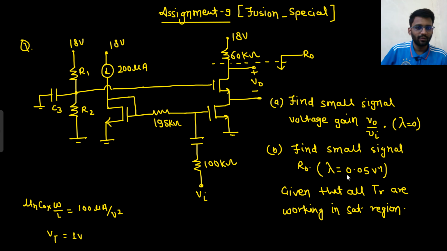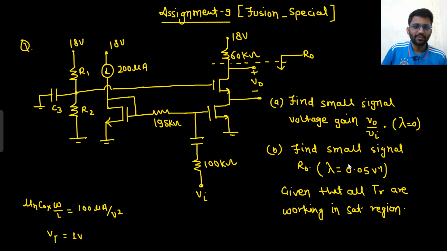You have to find the small signal voltage gain, and when you are finding the small signal voltage gain, you need to take lambda equals 0. Then you have to find the small signal output resistance, and when you are determining the output resistance, you have to take lambda equals 0.05 volt inverse. It is given that all the transistors are working in saturation region.